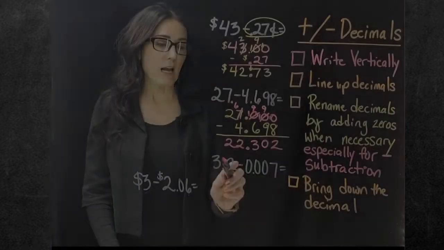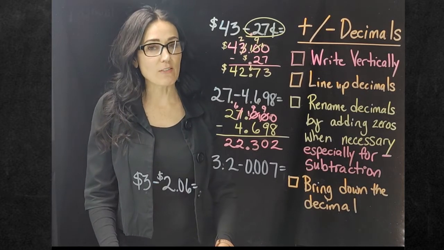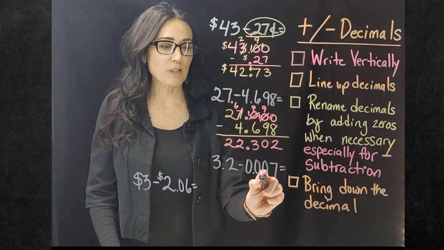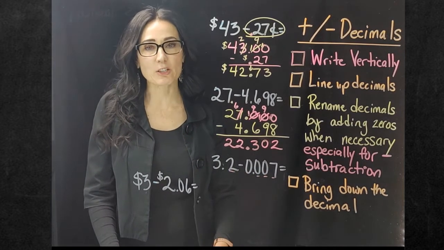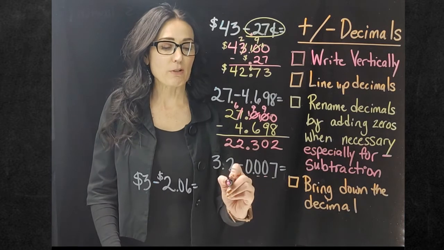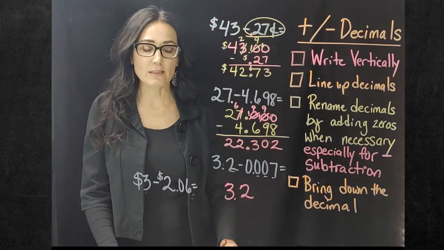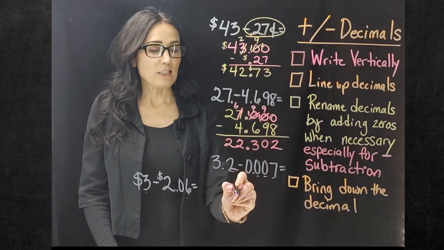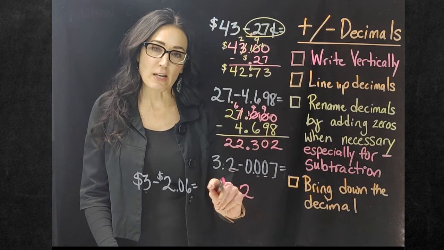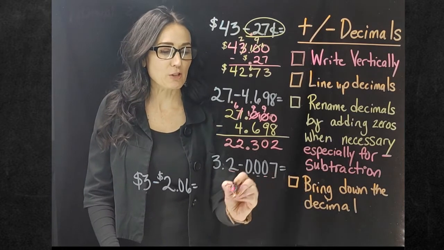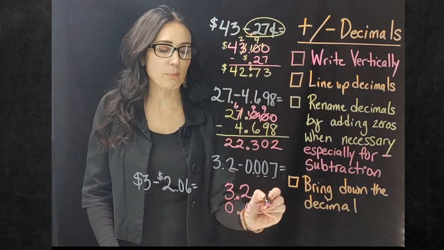Okay, so now we've got 3 and 2 tenths minus 7 thousandths. This has 3 decimal places, so it's called thousandths. This has 1 decimal place, so we call it tenths. So I'm going to write my first number, which is 3 and 2 tenths. I know my decimal's here, so I'm going to bring my decimal straight down. That'll help me line up the rest of the number, so I'm going to just write it exactly as it's written with my decimal in the right place.